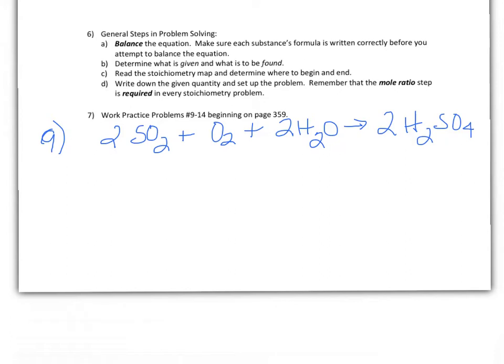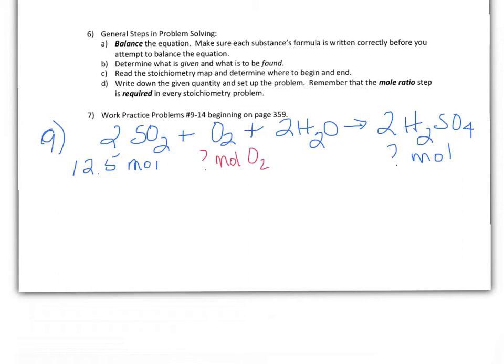So the next thing we know is that we have 12.5 moles of SO2. So we have 12.5 moles of this substance. And we are supposed to find the moles of H2SO4 that would be produced. And then as a second problem, we are supposed to find the moles of O2. So these are two separate problems. So let's take the first one.